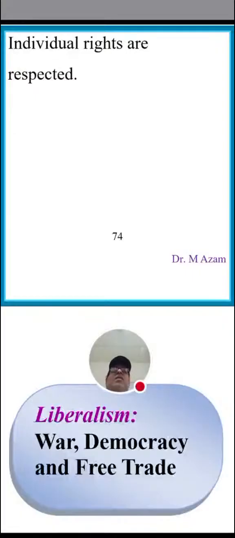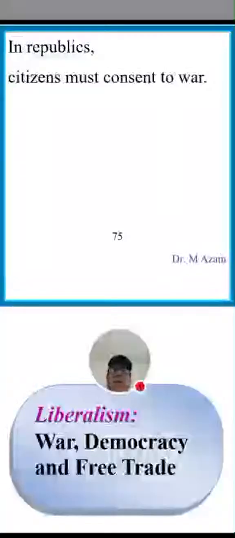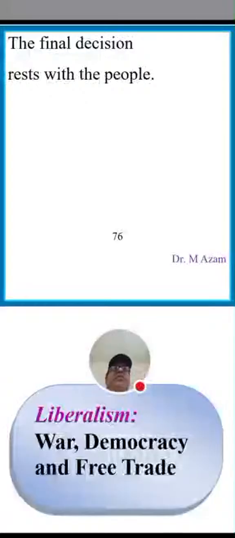Individual rights are respected in democracies. In republics, citizens must consent to war. The rulers cannot start war without permission in democracies. The final decision rests with the people. In America, it is required that the Congress, the American Parliament, allows the government to start a war.